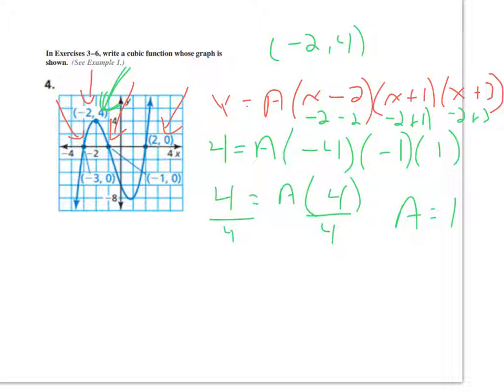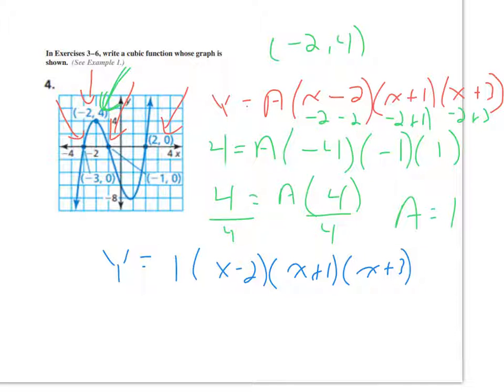So now when I have that, I have a couple of choices here. I can leave this as y equals 1 times x minus 2 times x plus 1 times x plus 3. And that is the equation in roots form or in factored form. If it says write a cubic equation in standard form, I'd have to triple FOIL this out. And in fact, anybody who correctly triple FOILs that out and sends me that triple FOIL in an email, I'll give you a bonus point on our next test or quiz.